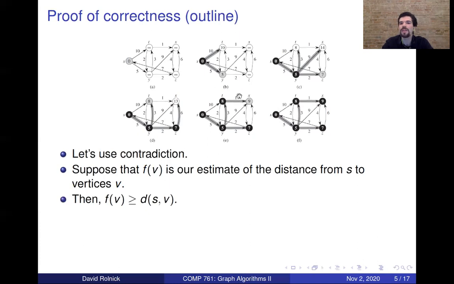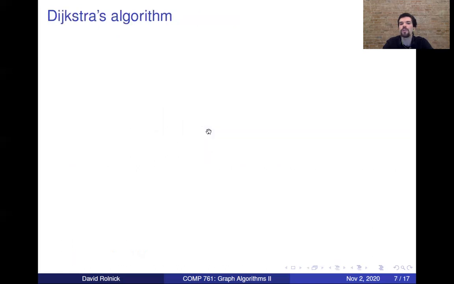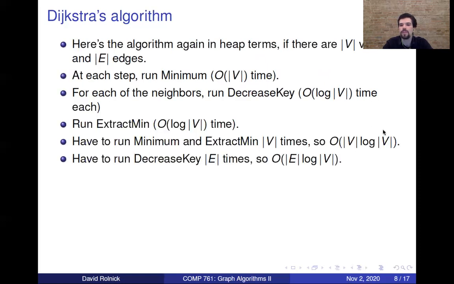Okay, so how many times do you have to run decrease key? Decrease key if you explore this edge, and this edge. Whenever you visit a new vertex, you have to decrease key maybe for each of its neighbors, so you're exploring all the edges coming out of that. So the number of times we have to run decrease key is just the number of edges in the graph, because you run decrease key exactly when you explore a new edge. And so the time is big O of the number of edges times log of the number of vertices.